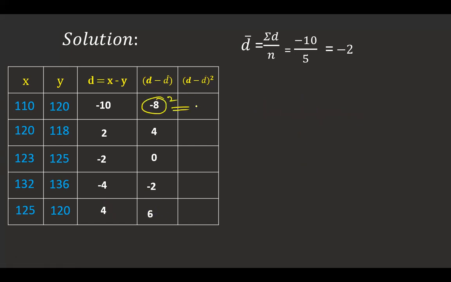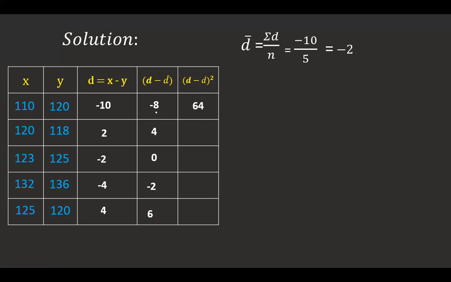Square and write here: 8 8s are 64. Now 4 4s are 16. Square it. Okay. Now this 0 is 0. Now 2 square is 2 2s are 4. Now 6 square is equal to 36. That's what I'm going to write here.